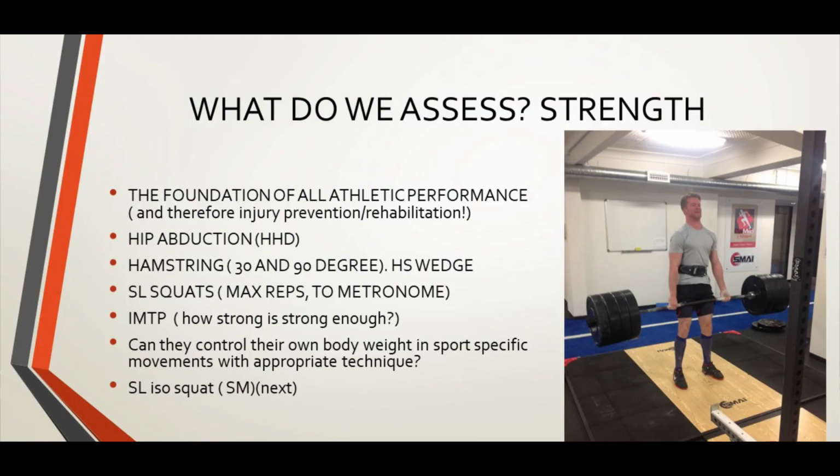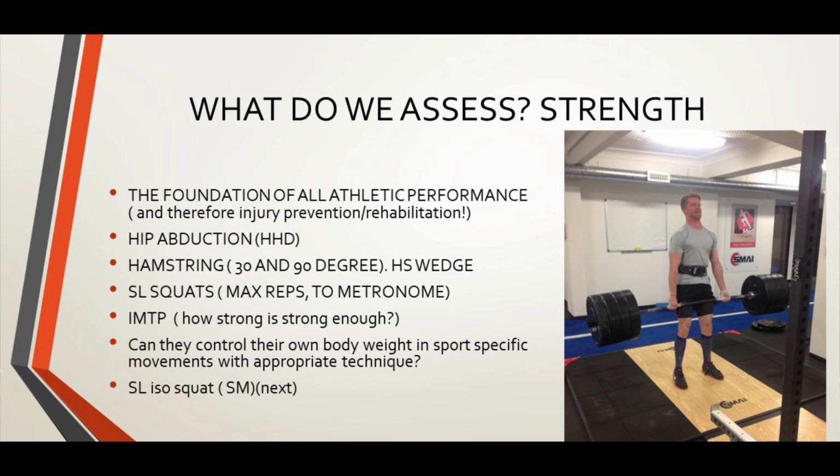So how do we assess strength? Strength is probably the most important thing for injury prevention and for performance, I think. We look at hip abduction with a handheld dynamometer. We look at hamstring strength, which is extremely important for ACL prevention. We test it at 30 degrees and at 90 degrees with a hamstring wedge, which I'll show you in a minute. We look at single leg squats for control, which we'll go through in a minute, and for max reps for endurance, and as a measure of strength. We use isometric mid-thigh pull with a load cell.